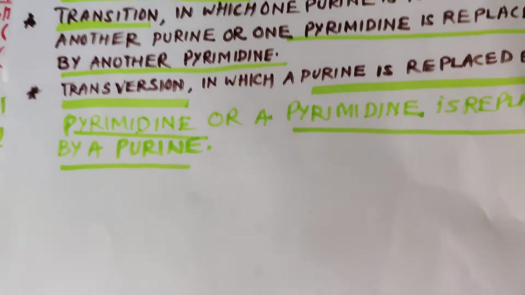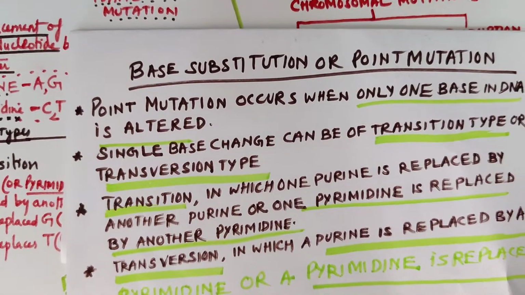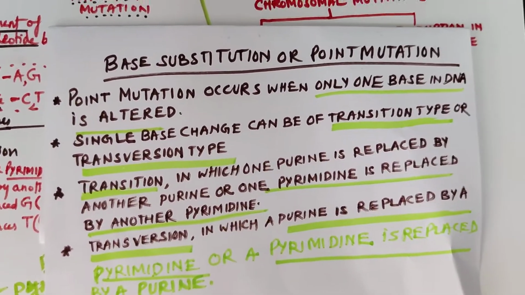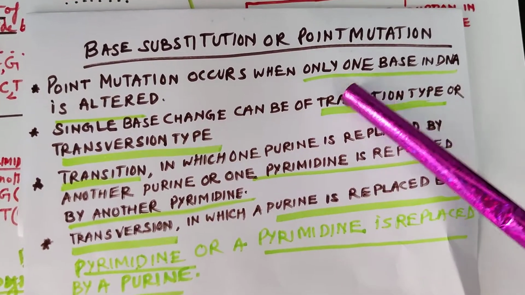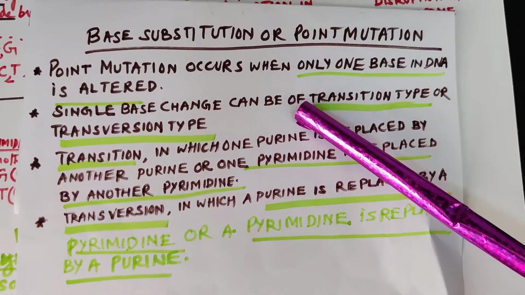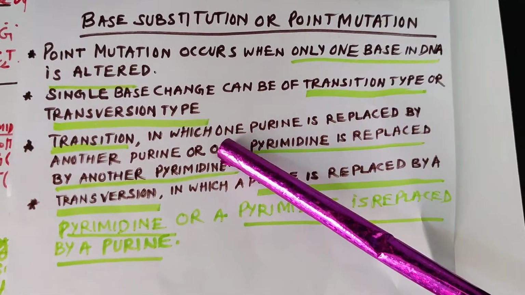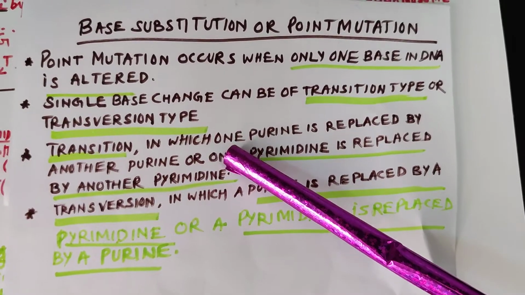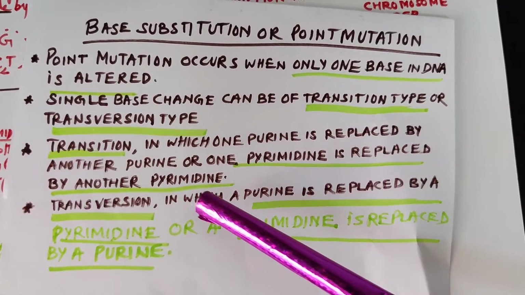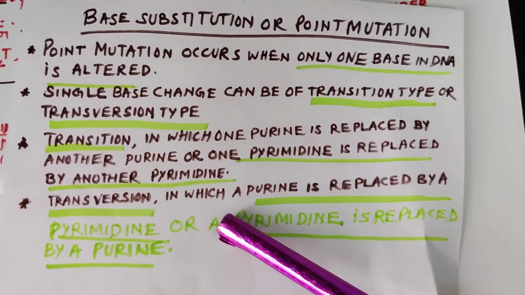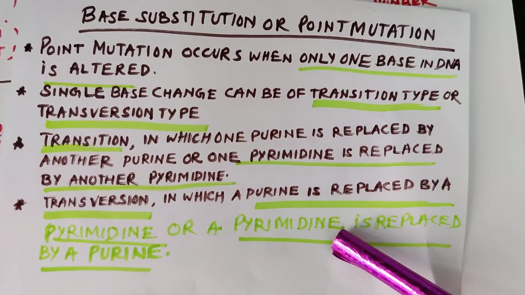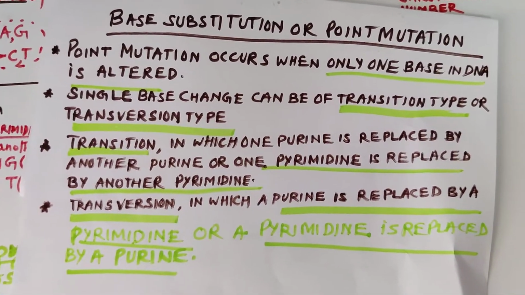What is the difference between base substitution and point mutation? Base substitution and point mutation mean one and the same thing. Point mutation occurs when only one base in DNA is altered. A single base change can be of transition type or transversion type. Transition is one in which one purine is replaced by another purine, or one pyrimidine is replaced by another pyrimidine. Transversion is a process in which a purine is replaced by a pyrimidine, or a pyrimidine is replaced by a purine.